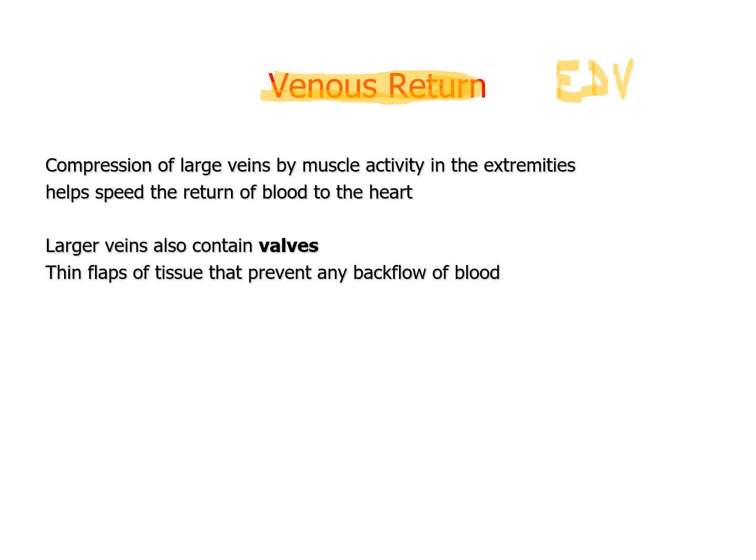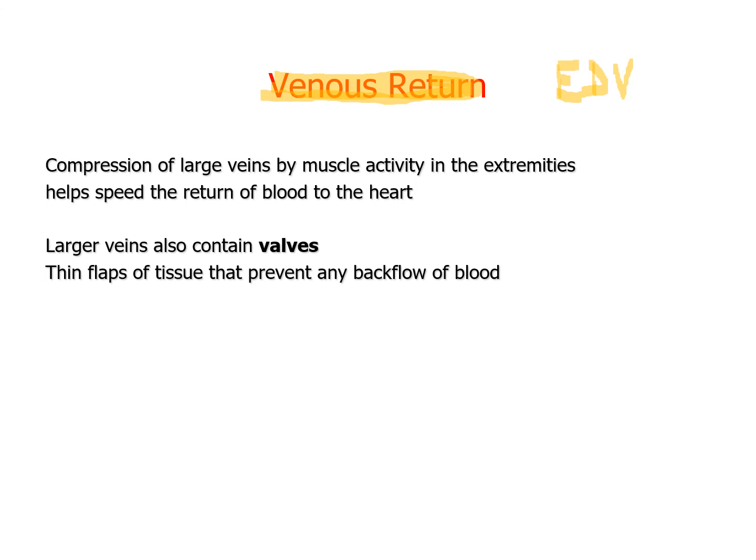the heart. Part of the return of blood in the veins back to the heart is due to compression, due to muscle contraction. So any muscle activity will compress larger veins and cause the blood to increase in its rate of return back to the heart. So venous return goes up.